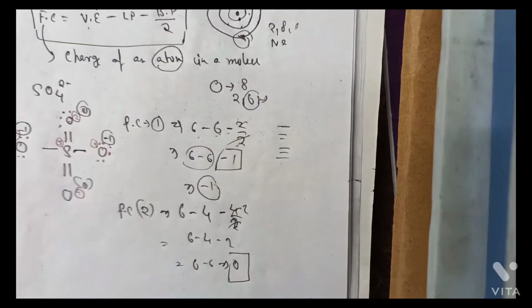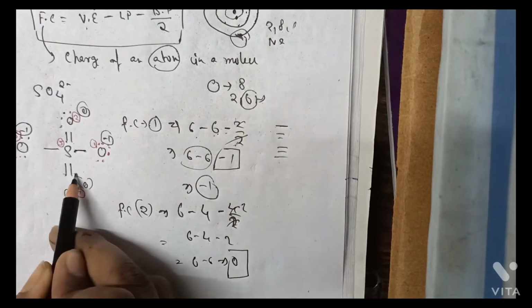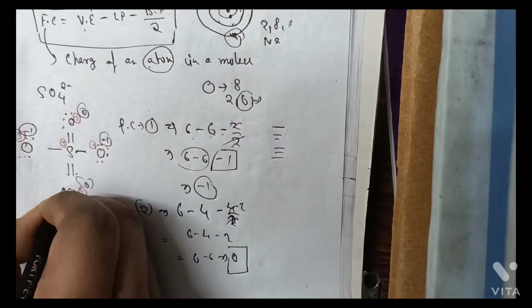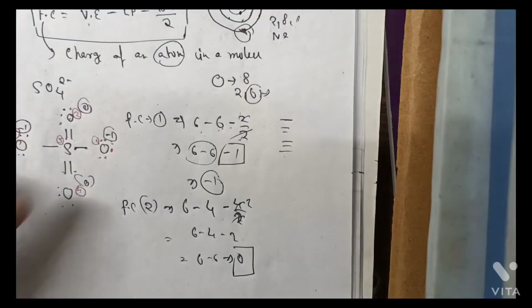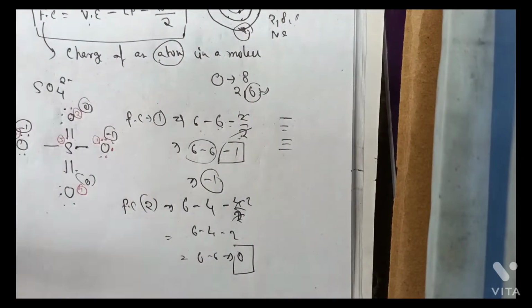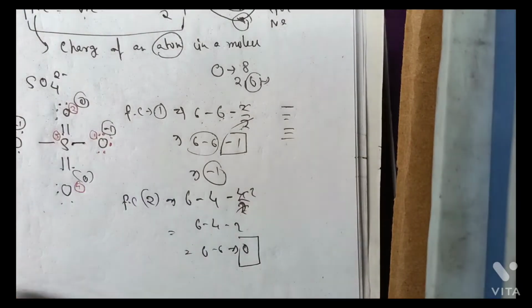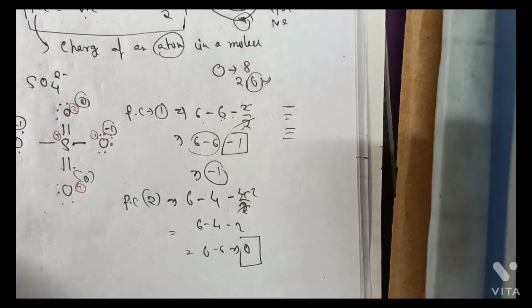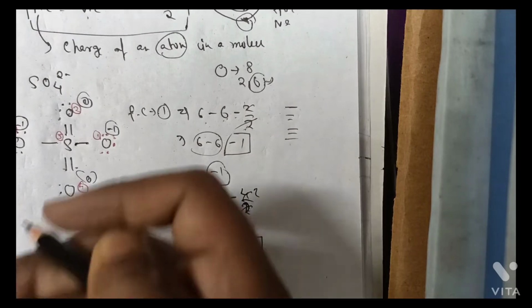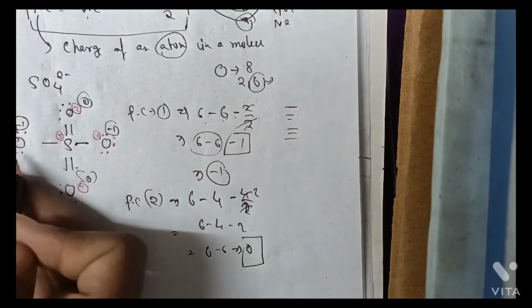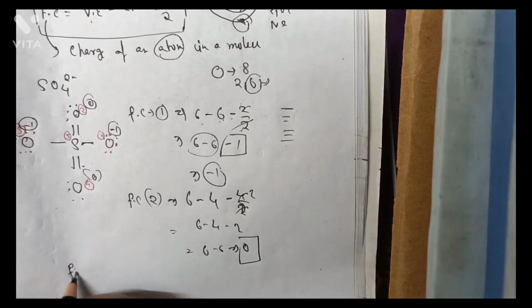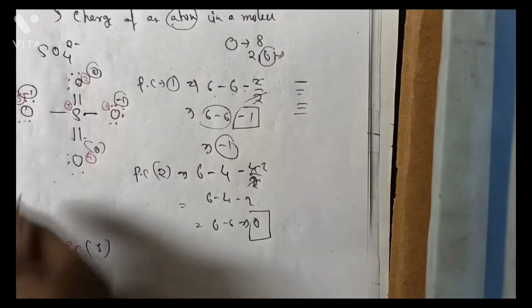See, these two atoms look the same. They have a double bond, they have the same number of lone pairs, and they have the same element, oxygen. So we will not calculate twice. Skipping 3 and 4, we are moving forward to the formal charge for the 5th element, that is sulfur.